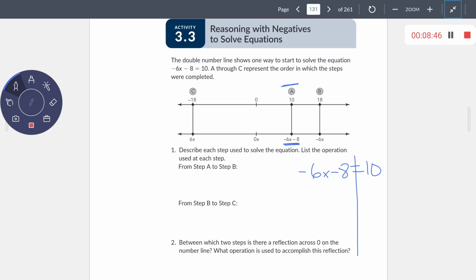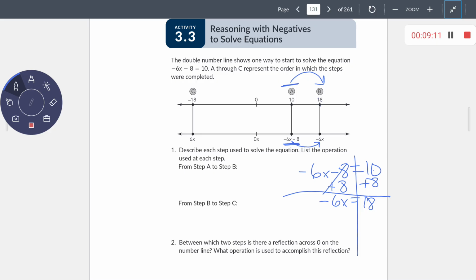So step B is what they did next. So what they did was they were saying, oh, well, it's minus 8. Remember, we want to get rid of that first, so they shifted it to the right because we are adding 8. 10 plus 8 is 18. And look, that's what we have, okay?